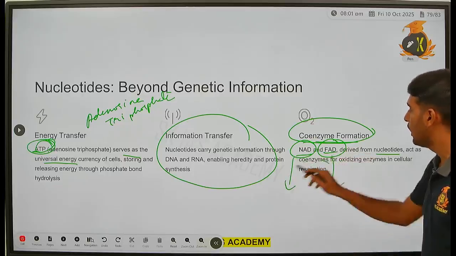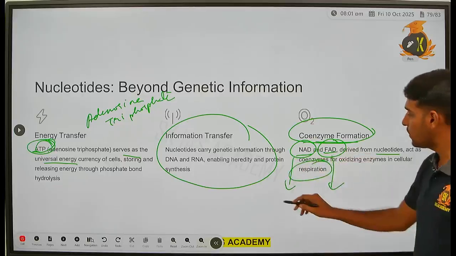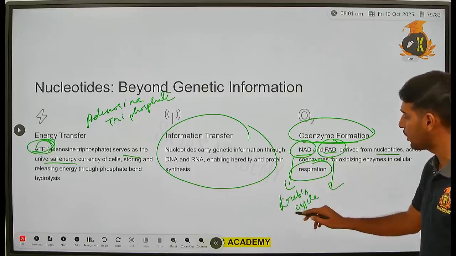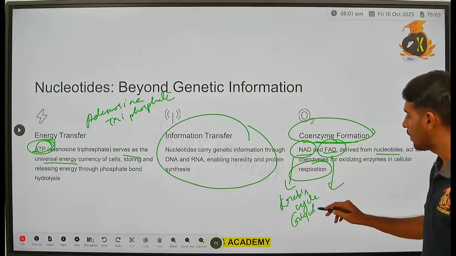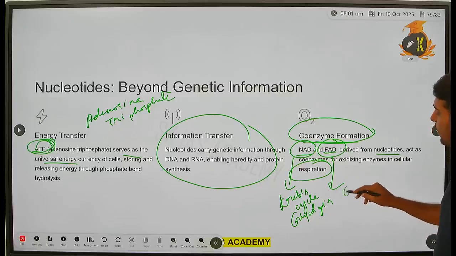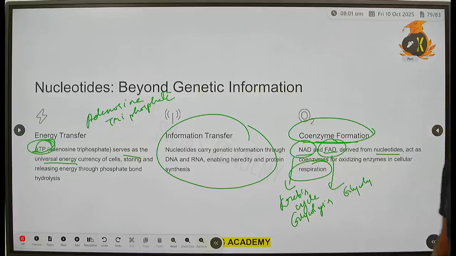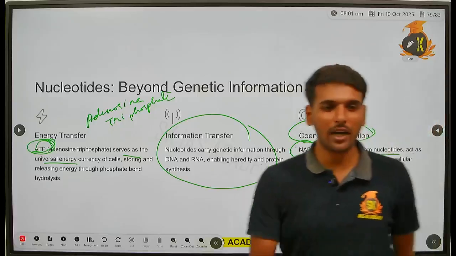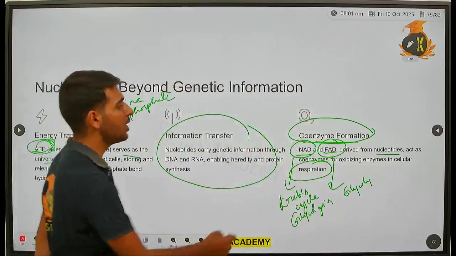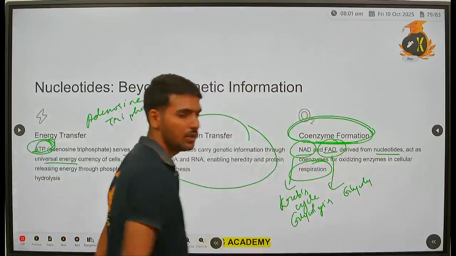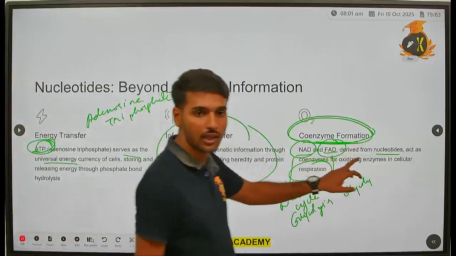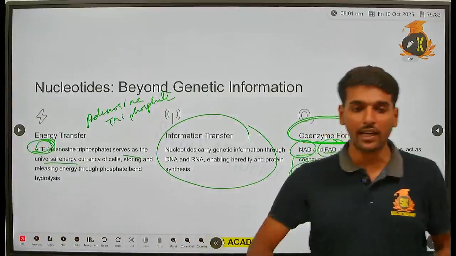Both are responsible in respiration. This in Krebs cycle and glycolysis. This in glycolysis. Okay, whatever, altogether respiration. It might be wrong, but altogether respiration. These are coenzyme functions. So they act as carrier molecules, carrying electrons.